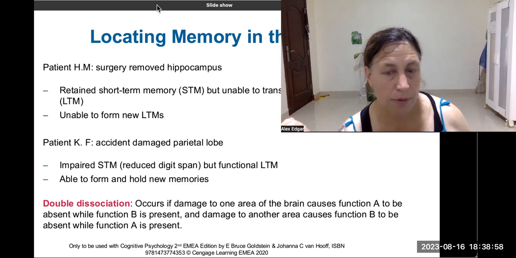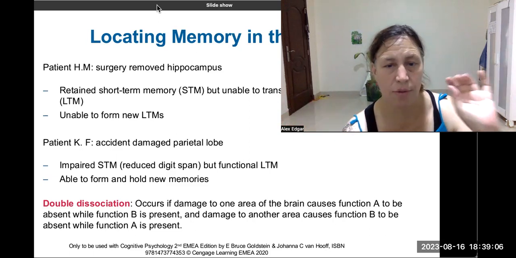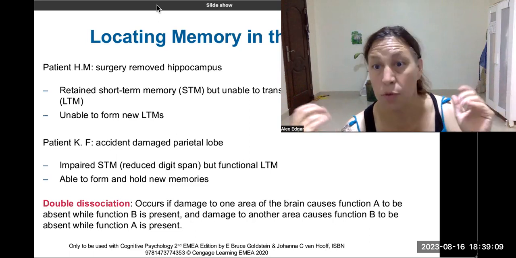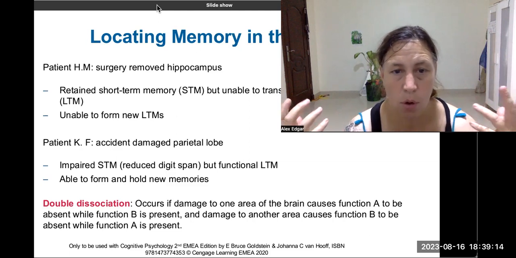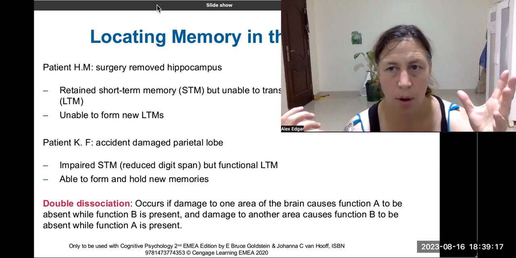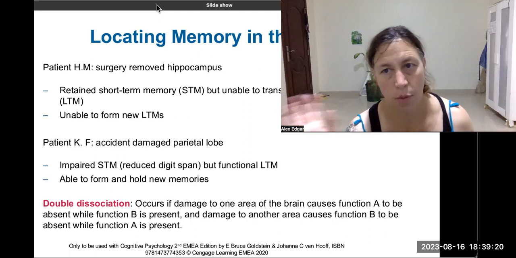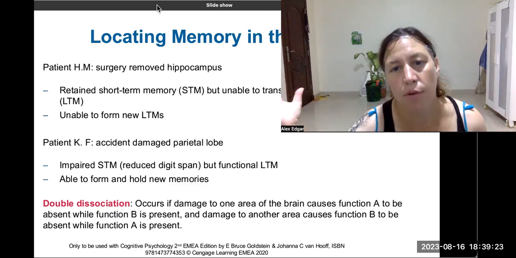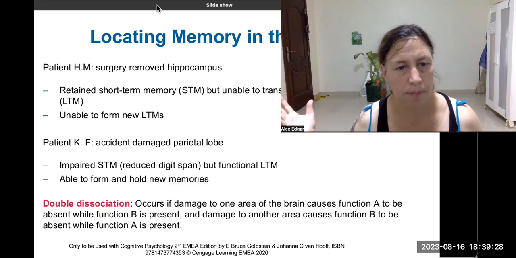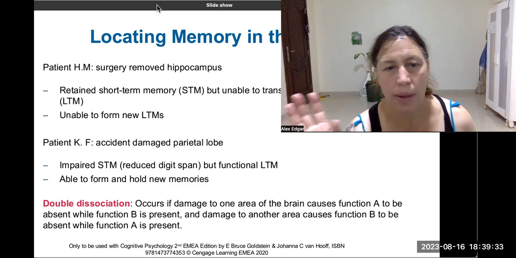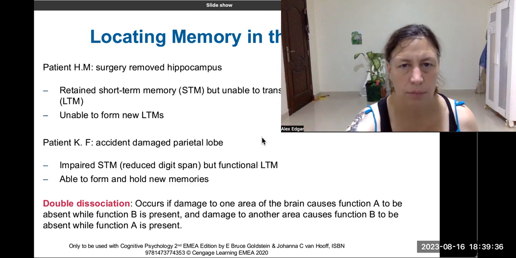Now we've got the example of double dissociation. This is really unfortunate. Double dissociation means that there's brain damage to two areas of the brain. Okay, well, that's what I'm understanding right now. Correct me if I'm wrong. Okay, so one area of the brain means that one part of the function doesn't work, the other one does. Then there's damage to another area of the brain at the same time, meaning that function B doesn't work. Okay, I'm probably wrong. We will have to research that. I will do my best.